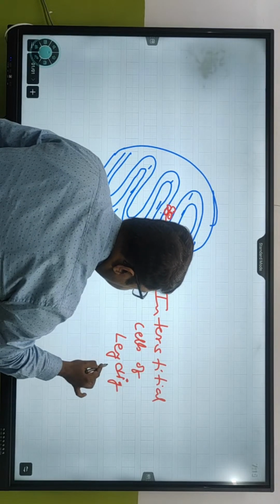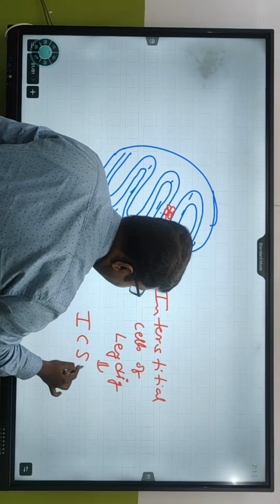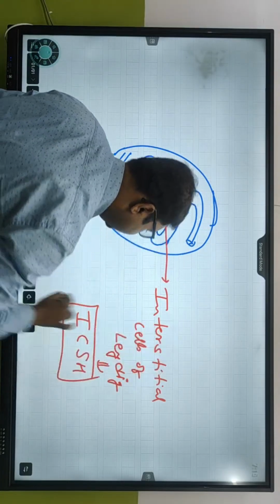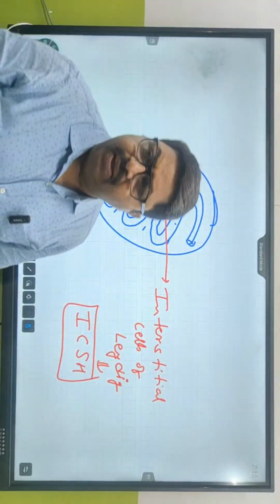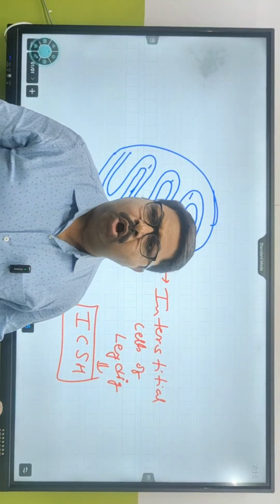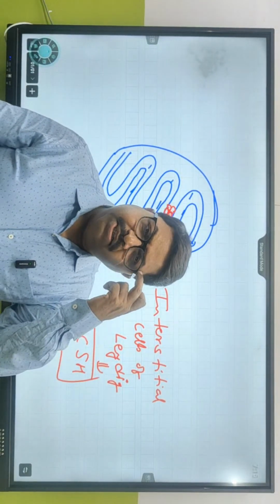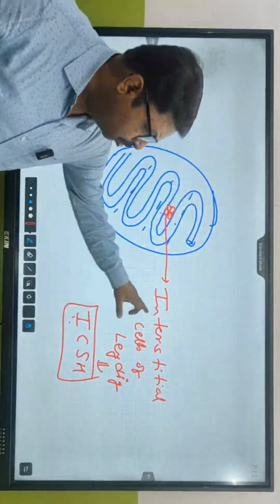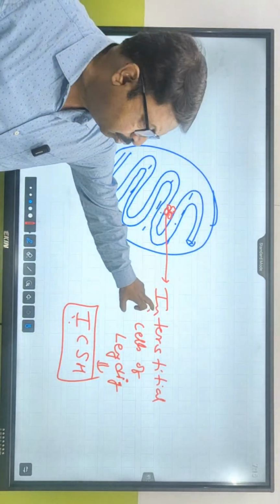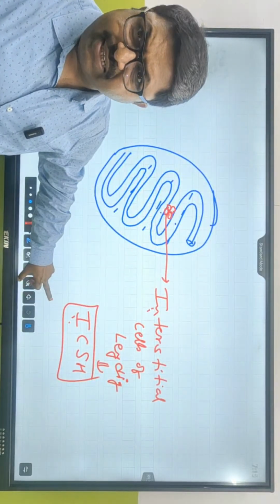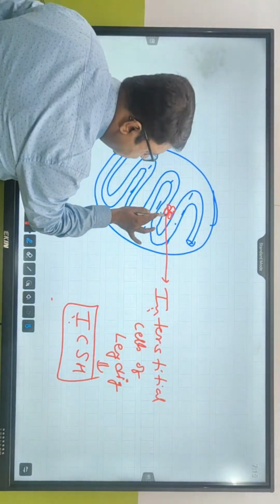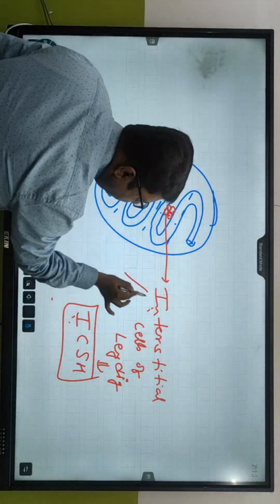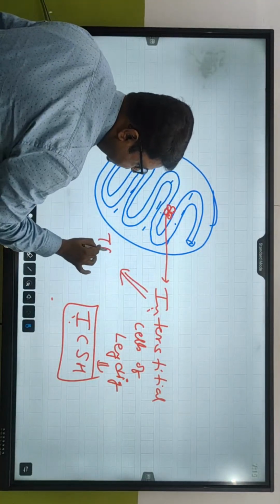Now these interstitial cells of Leydig are acted upon by ICSH from the anterior pituitary gland. What is the full form of ICSH? Interstitial cell stimulating hormone, secreted from the anterior part of the pituitary gland. Are they trophic hormones or local hormones? Trophic hormones. They act upon the interstitial cells of Leydig because they have receptors for ICSH. The moment they get stimulated, they secrete a type of androgen. Tell me the name of the androgen.